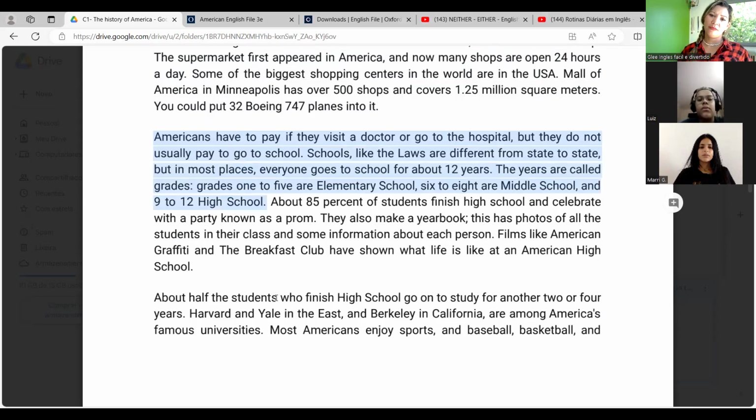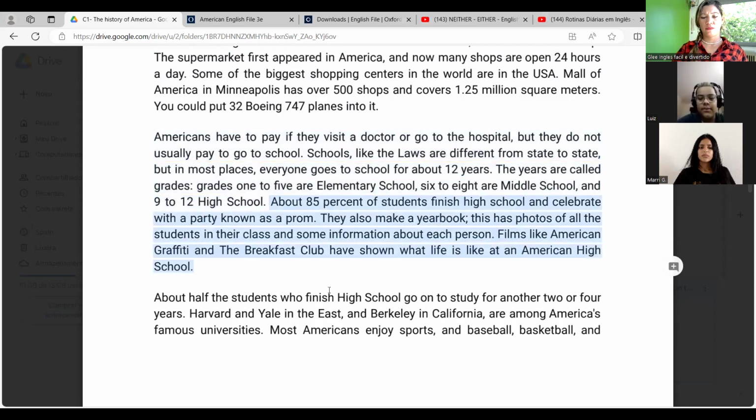Americans have to pay if they visit a doctor or go to hospital, but they do not usually pay to go to school. Schools, like the laws, are different from state to state, but in most places, everyone goes to school for about 12 years. The years are called grades. Grades 1 to 5 are elementary school, 6 to 8 are middle school, and 9 to 12, high school.